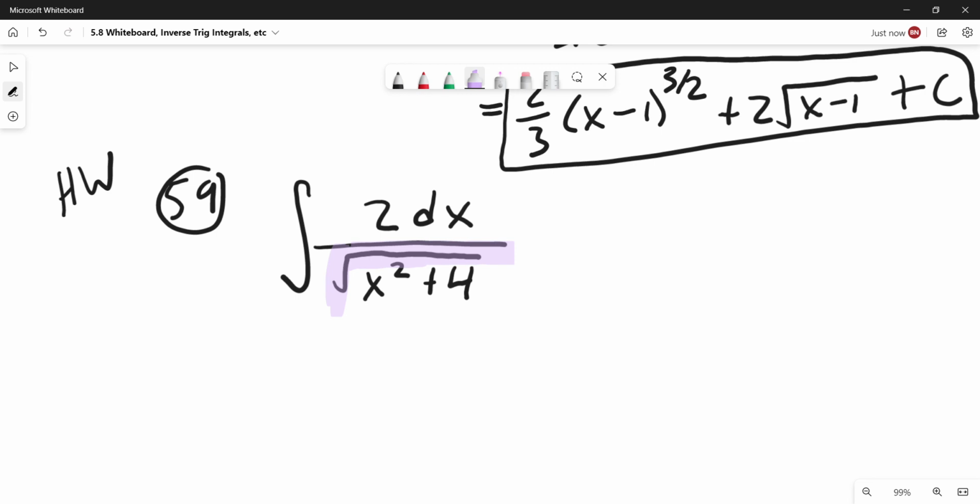So no, it can't be. I kind of just explained the reasoning. You can say: no, this is impossible because it can't be arctan because of the square root, and you cannot make u equal x squared plus 4 because the numerator is not a constant multiple of x. That's it. Okay.